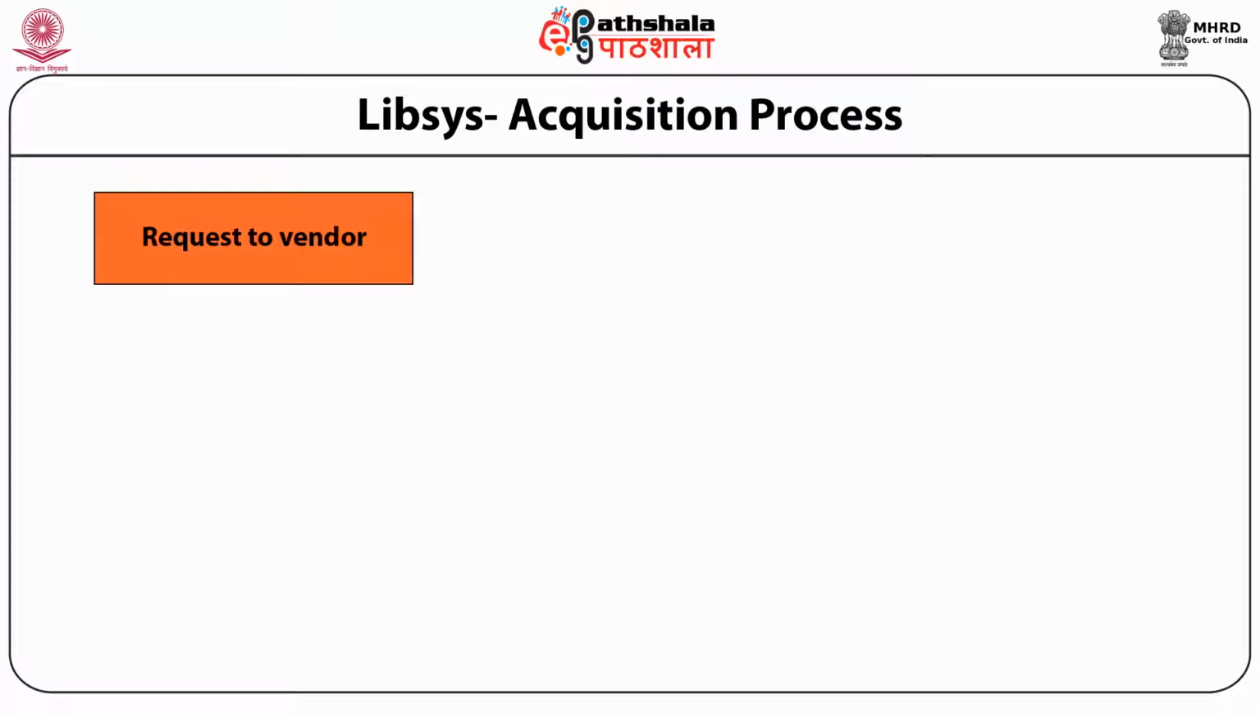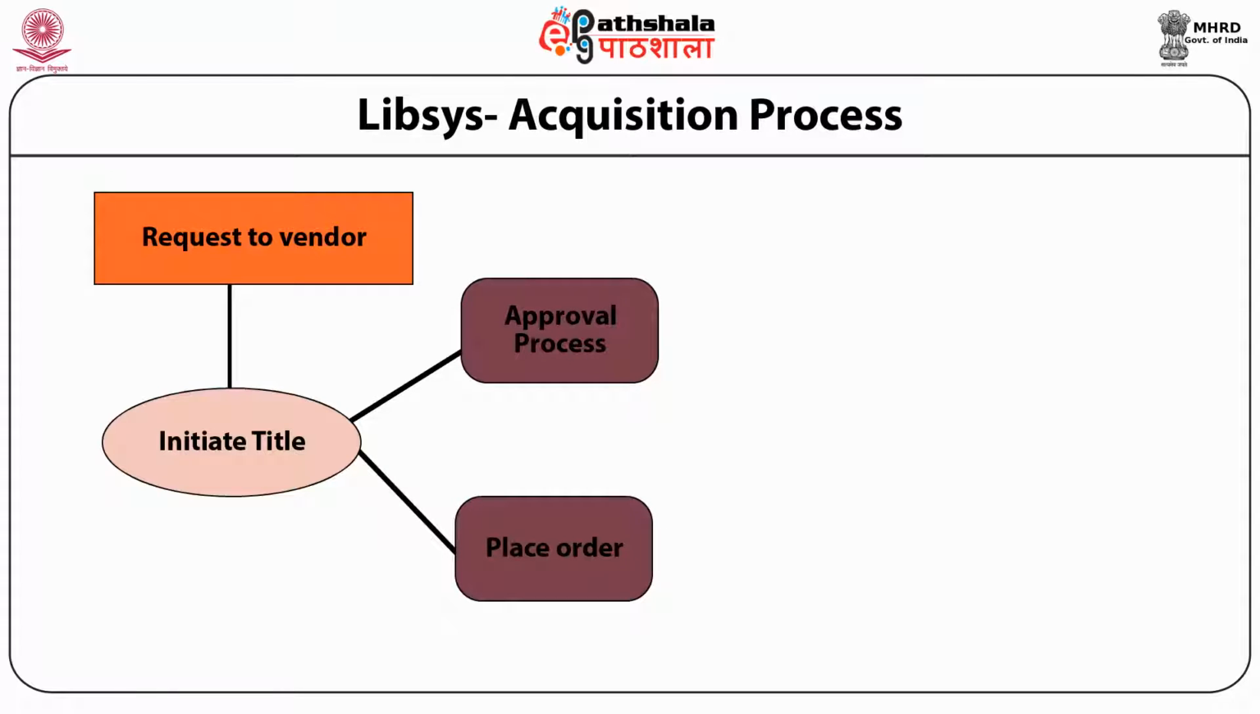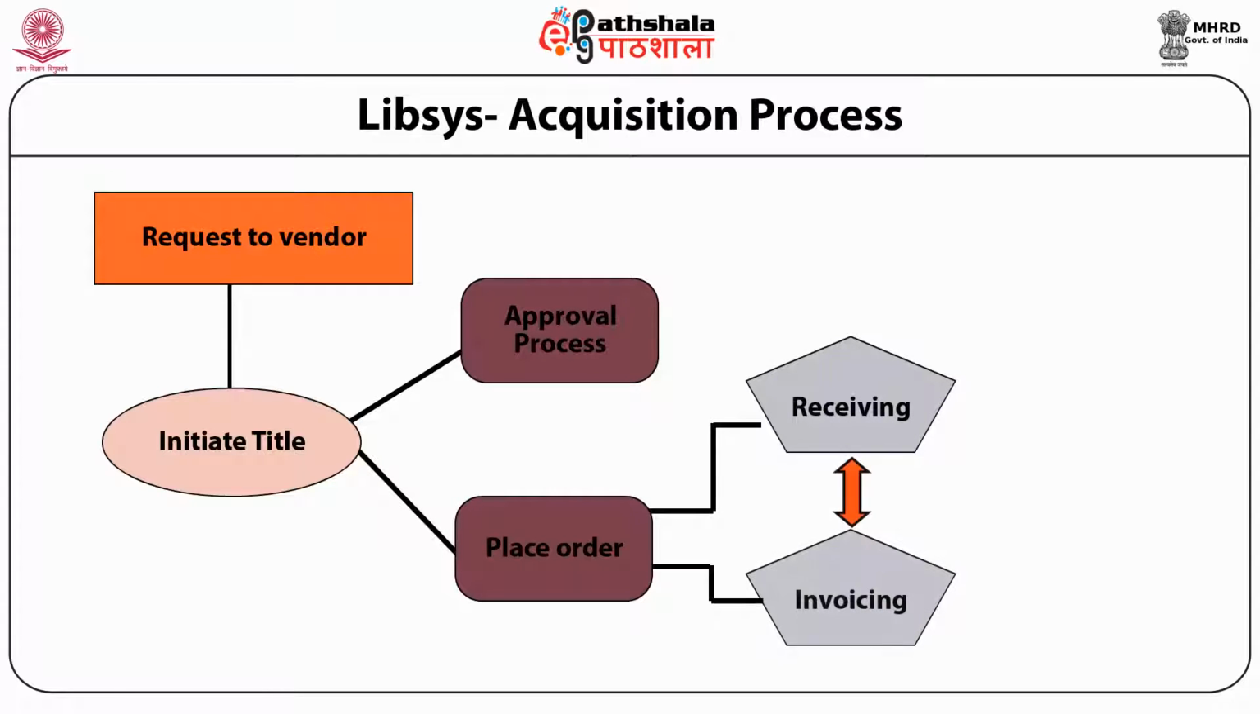requesting a vendor. The system checks for duplication in the catalog as well as in the titles on order file. Title is acquired against the firm order, the bibliographical details are filled in, and order is placed. The title is then received, invoiced, accessioned, and a request for payment is sent. The procedure can be seen on the screen.